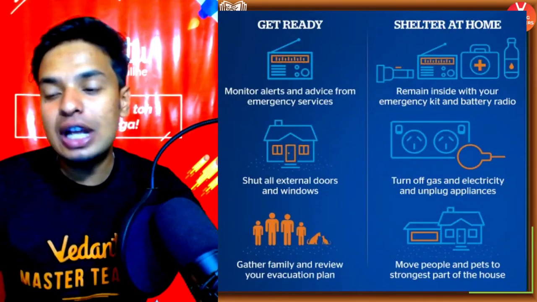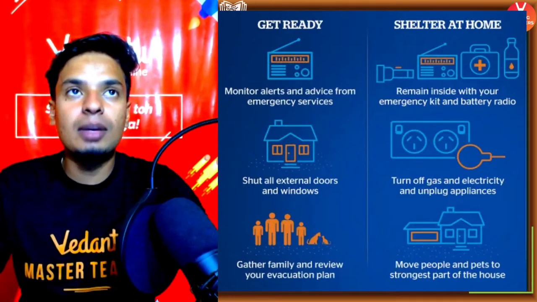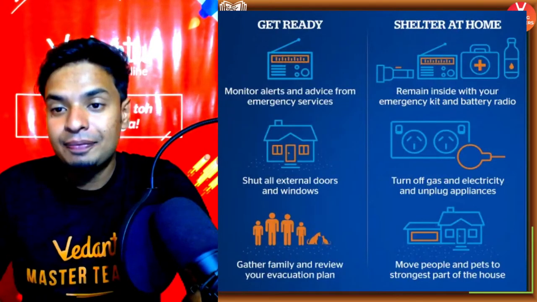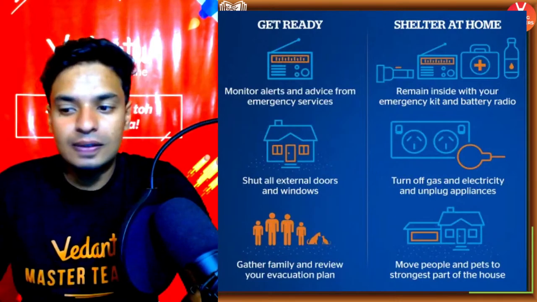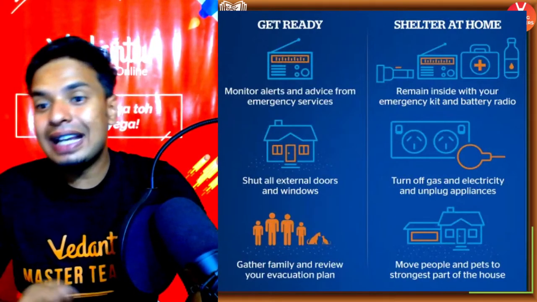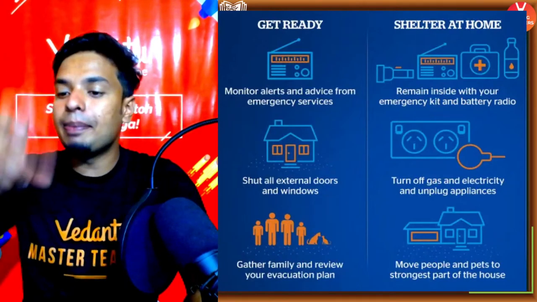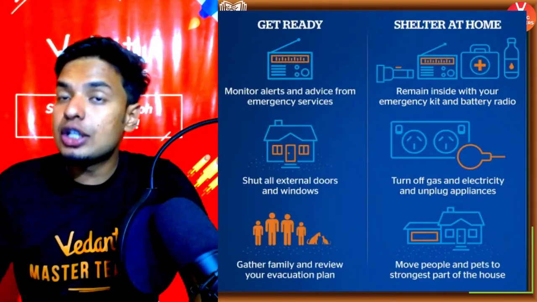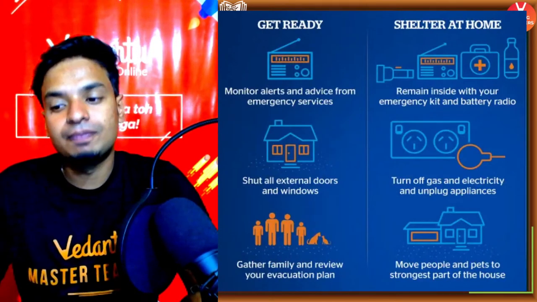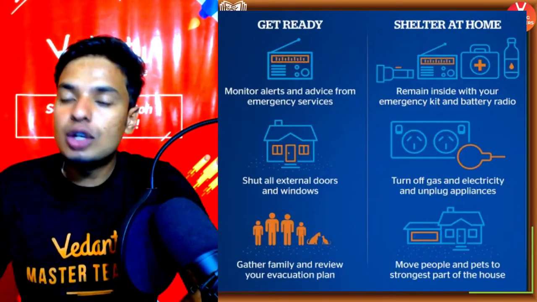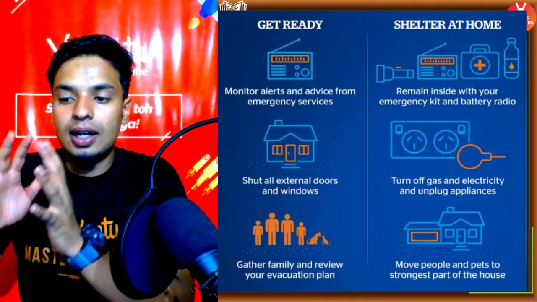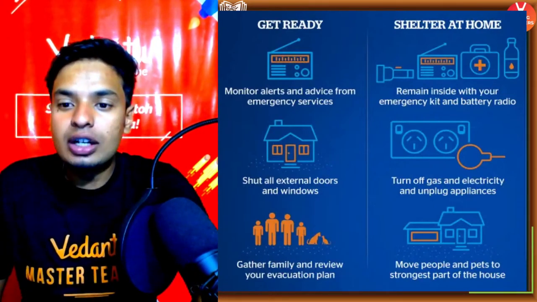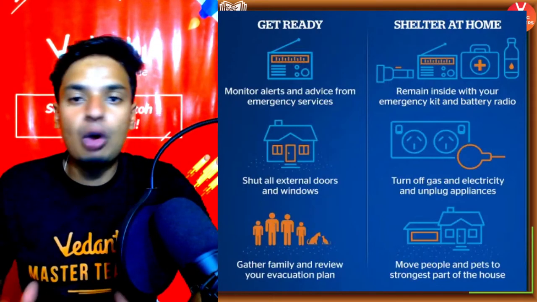Okay. So we have shelter at home. If you are planning to stay in the home itself, what are you planning to do? Remain inside with your emergency kit and your battery radios. So keep all of that ready. Turn off the gas and electricity and unplug all the appliances. Next, move people and pets to the strongest part of your house. Shelter means your house. Not in the basement, because basement can get flooded. Not in your garage. So move them all to a safer place.